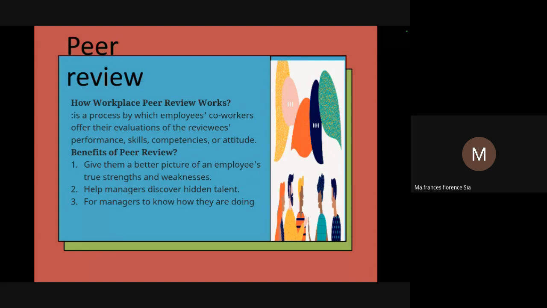So sa hospital, common man gyud na ang mga unit managers or the head nurses kay mo meeting gyud sa staff then mohatag og peer review each.